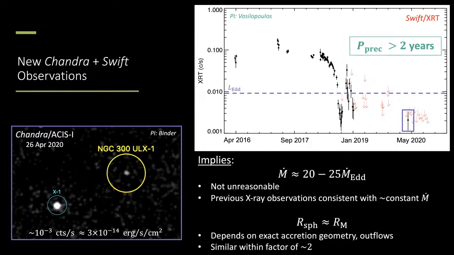So with continued monitoring with both Swift and with Chandra, hopefully we will eventually catch this object going into one of these bright states again. And once we have that precession timescale measured, we can start to get even more firm estimates of these parameters of the system. So that concludes my lightning talk.